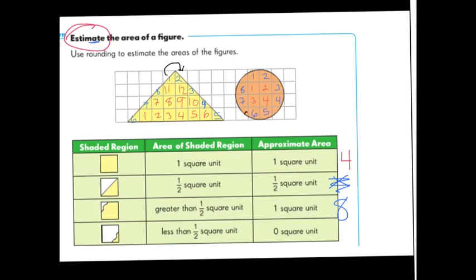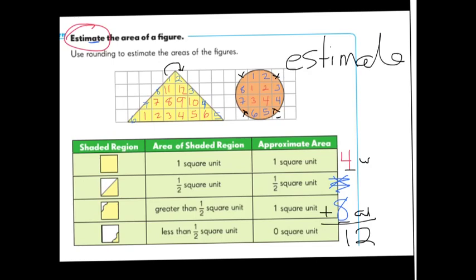So right here, it's less than halfway filled in, so we're not going to count it at all. Less than halfway filled in, we're not going to count it, and not going to count it, because they're less than halfway filled in. So then, we come back over here. We have 4 wholes and 8 almost wholes, but we're counting them both as wholes since we're estimating. So we have 4 plus 8 is 12. This circle, the estimate, is 12 squares.